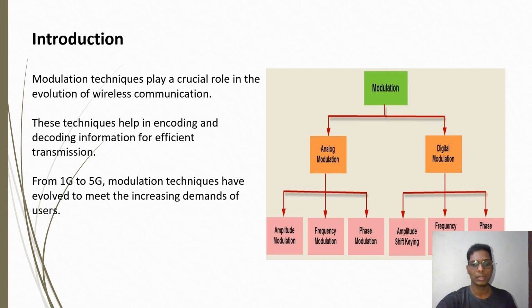Modulation. In modulation, there are two types, analog and digital modulation. In analog modulation, there are three types: amplitude modulation, frequency modulation, and phase modulation. Digital modulation also contains three types: amplitude shift keying, frequency shift keying, and phase shift keying.